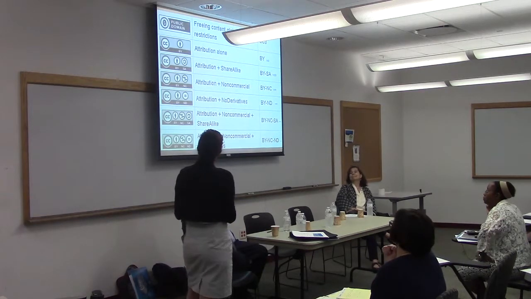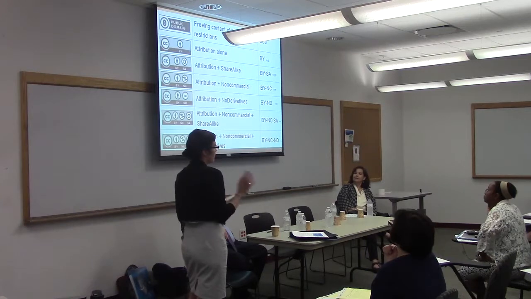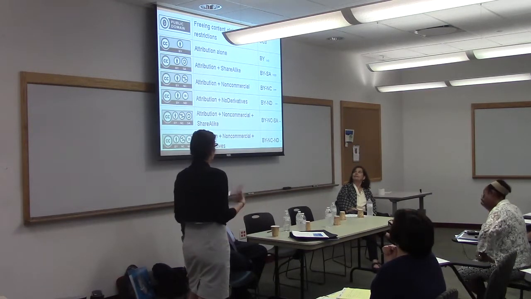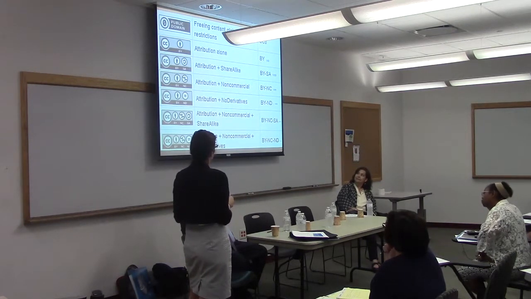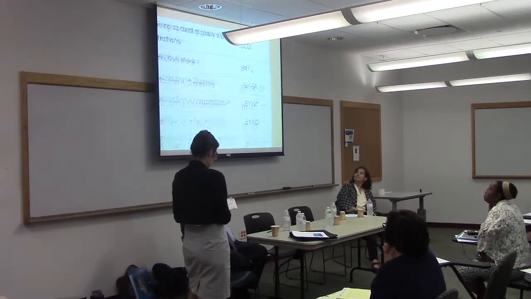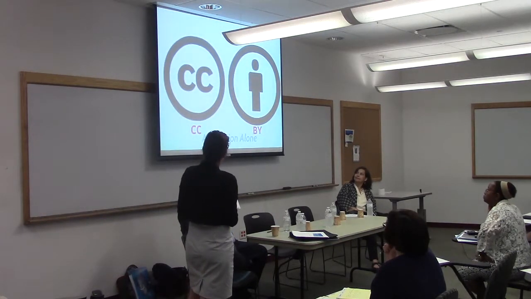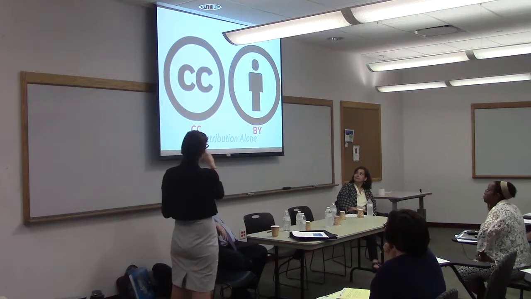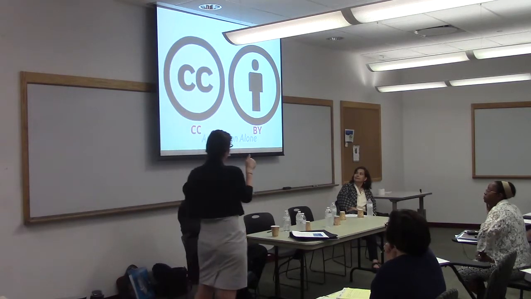The first one on top is the public domain. There's no copyright whatsoever. It's just freely used. You can do whatever you want with something that's in the public domain. The second one is the attribution alone. So here you see the CC logo, and then you have this icon of a person.